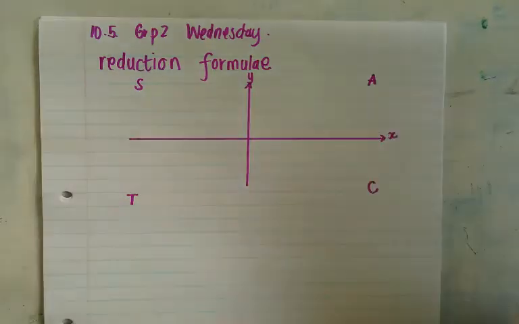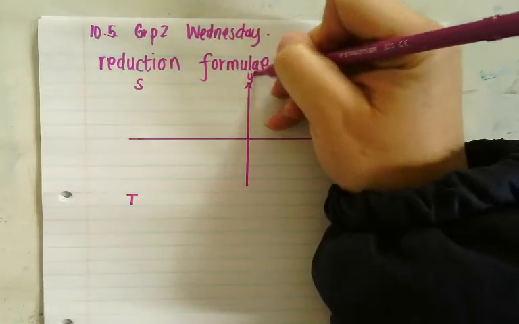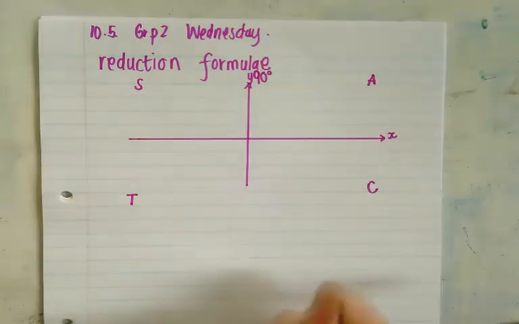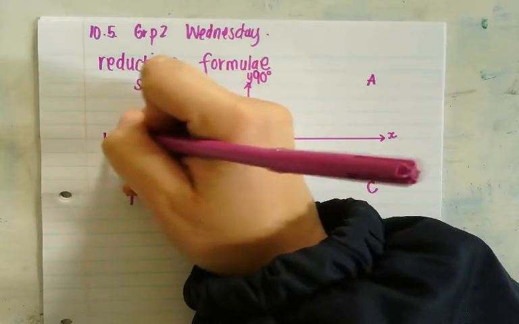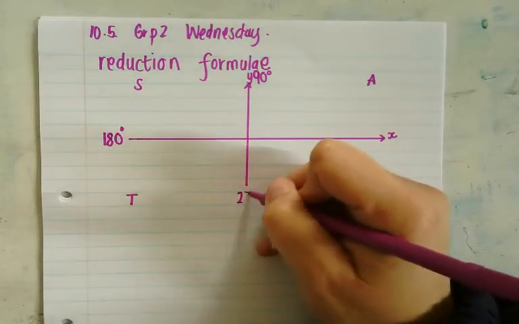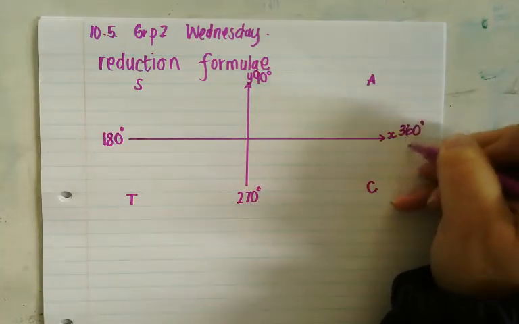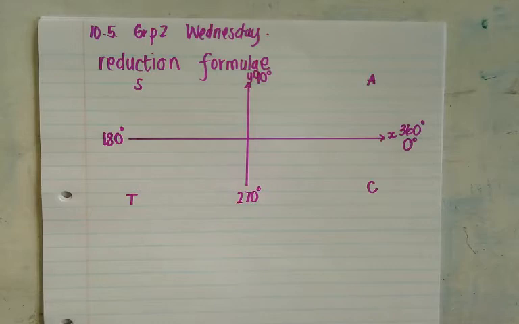But now when I talk about reduction formula, I'm still dealing with my Cartesian plane, but I'm also going to deal with those reference angles. So I'm talking about the fact that this is 90 degrees. This refers to 180 degrees, 270 degrees, and 360 degrees, or also 0, right? We've also seen that before.